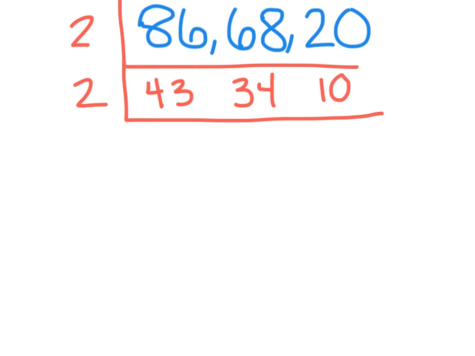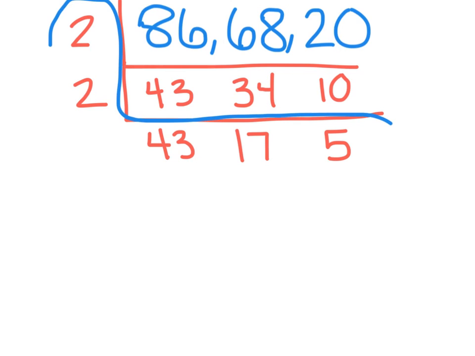43 I cannot divide by 2, so I'm going to keep it 43 because I couldn't do anything to it. 34 divided by 2 is 17. And 10 divided by 2 is 5. Now I have 43, 17, and 5, which are all prime numbers, and I can't divide them all by the same prime number, so I'm finished. I'm going to make my L for least common multiple.